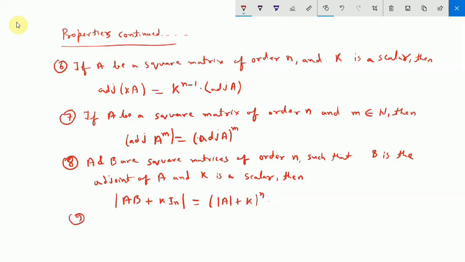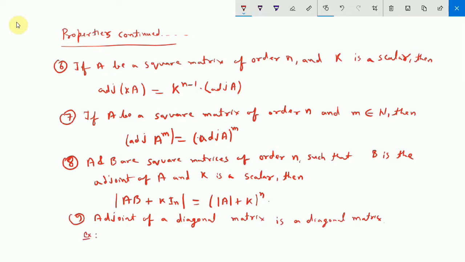Okay, friends. And the last property is: the adjoint of a diagonal matrix is a diagonal matrix. Okay, this we can see.